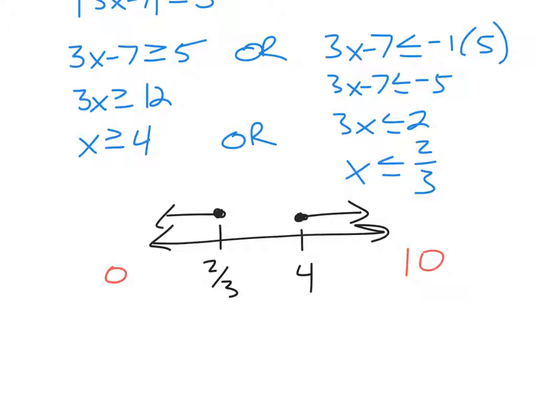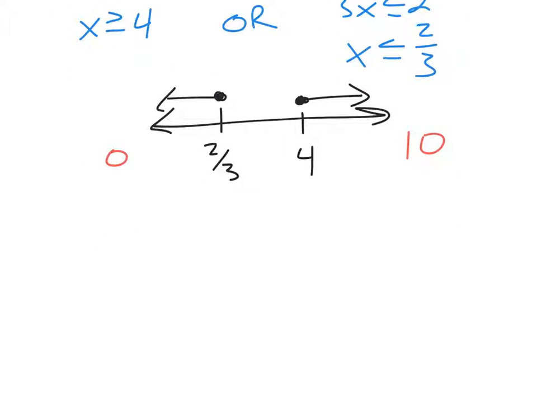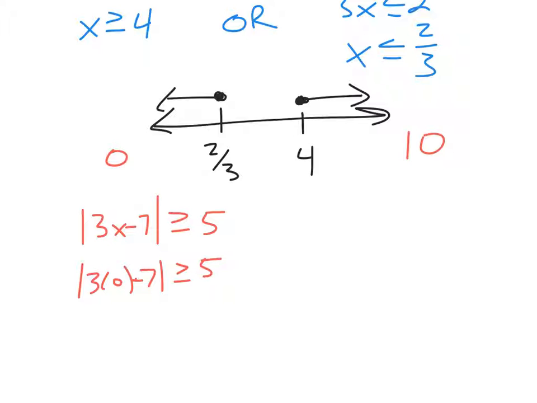So we have to check these back into the original inequality just to be sure that everything is okay. And I'm going to use the manipulated one, where we simplified it just a little bit. And plug in 0, so 3 times 0 minus 7, is that greater than or equal to 5? So that's the absolute value of negative 7, and sure enough that is bigger, so we know that this one is a solution. Let's try the other situation.